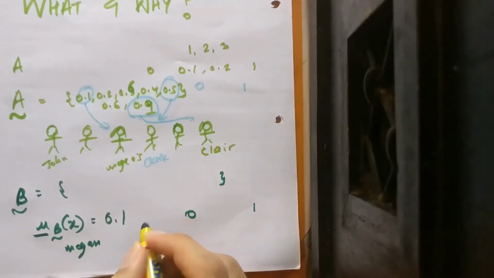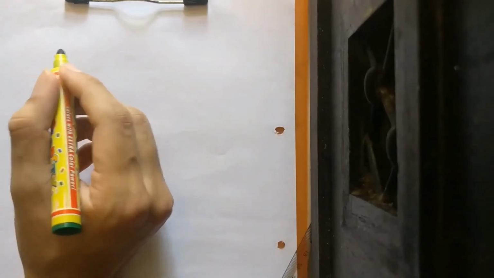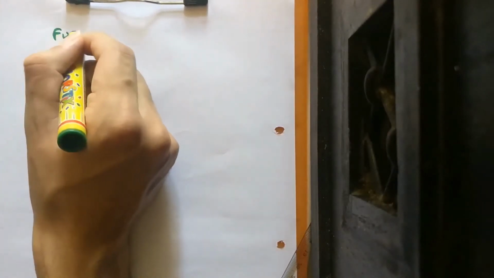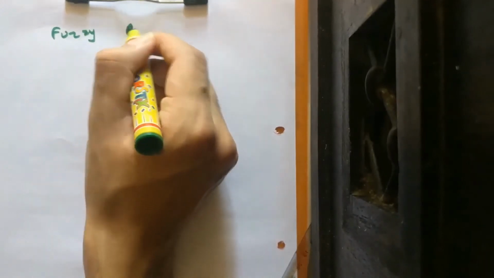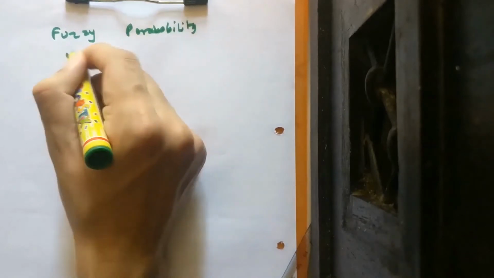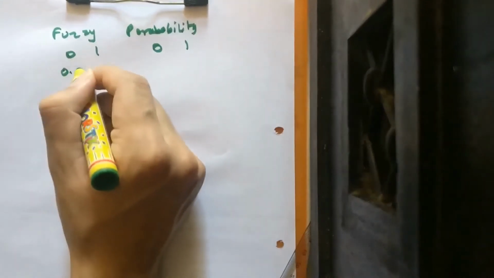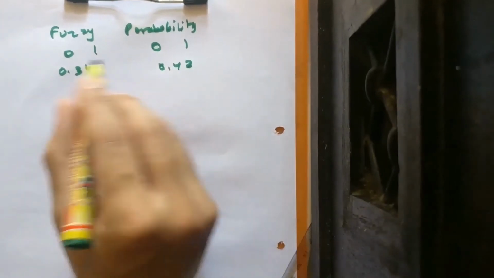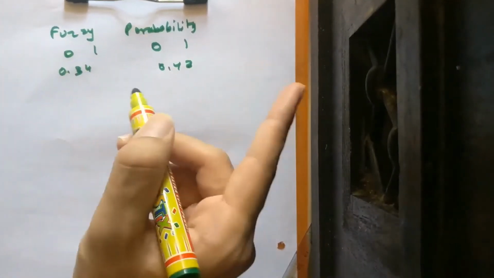Moving on. The confusion for beginners is between fuzzy membership values and probability, because both range from 0 to 1 and both have values like 0.34, 0.43 and so on. So what's the difference between fuzziness and probability?